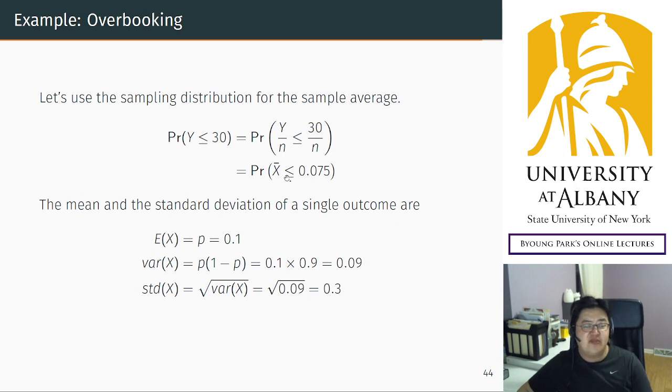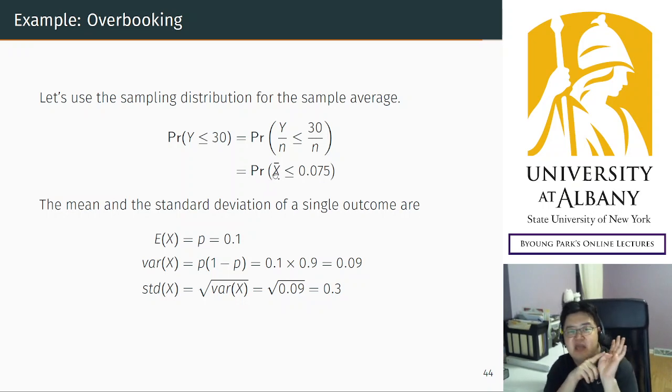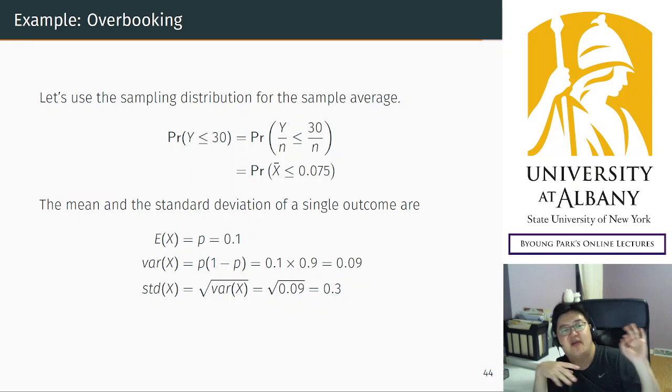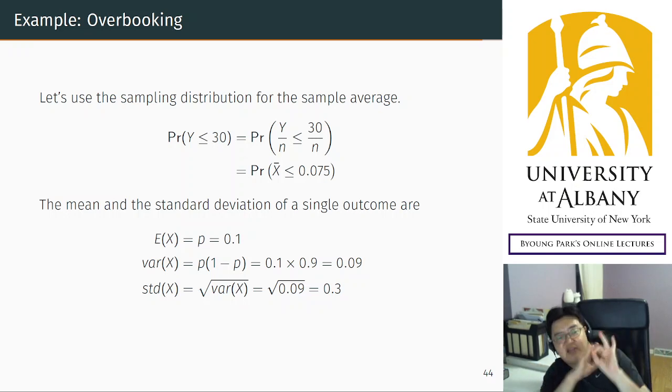The next step to calculate this probability: you have to calculate the mean and the standard deviation of a single outcome first, and then calculate the mean and the standard deviation of the sampling distribution, and then standardize the probability using the mean and standard deviation, and then finally use a calculator or Excel to find the standard normal probability. There are 4 steps.